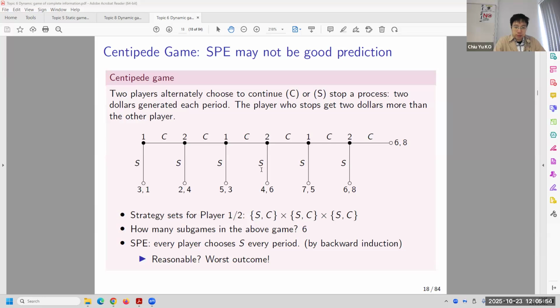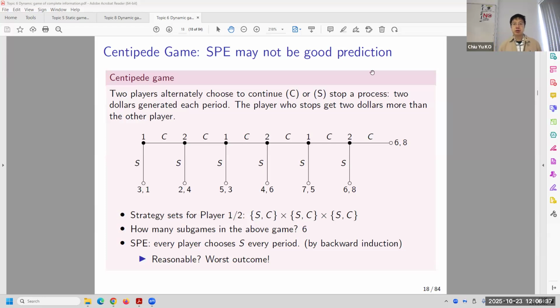So here is the game. In each period, $2 is generated. Initially you start with $4. The one who calls stop will get $2 more than the other. So if player 1 calls stop, player 1 gets $3 and the other gets 1, because of the $4, the other guy gets $2 less.